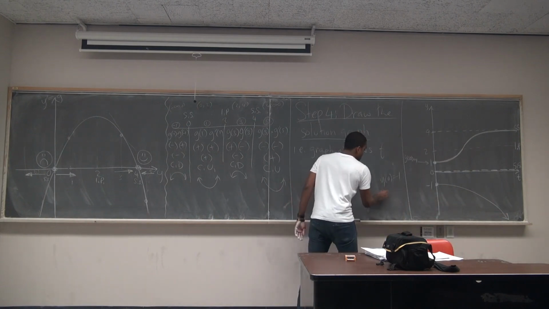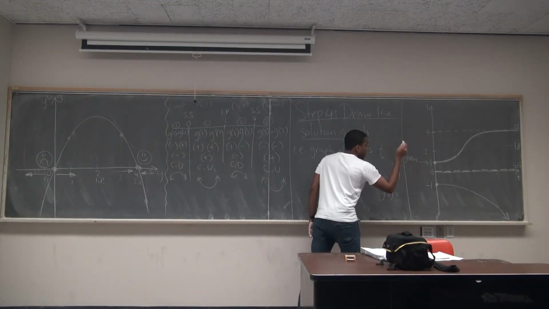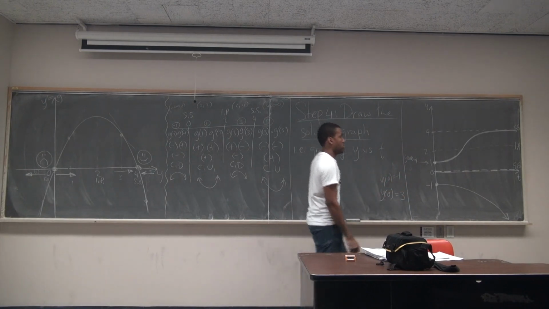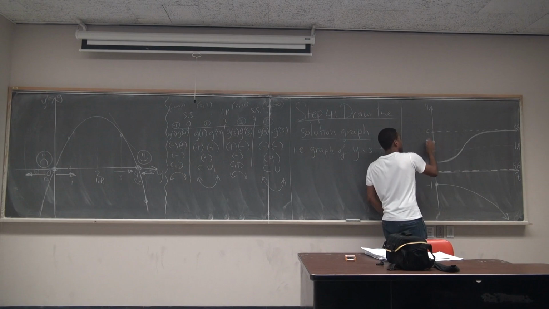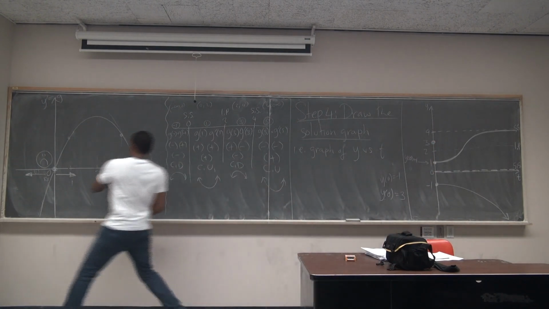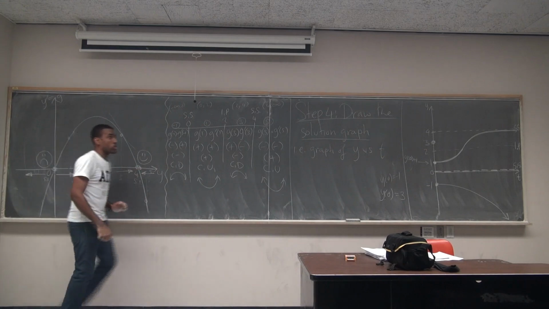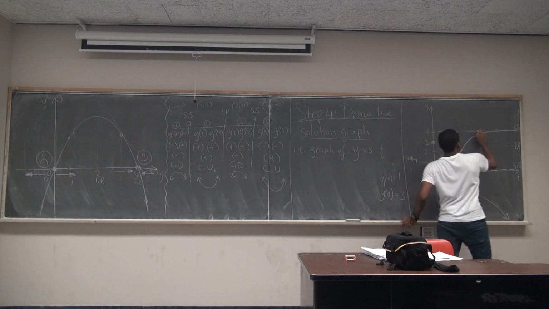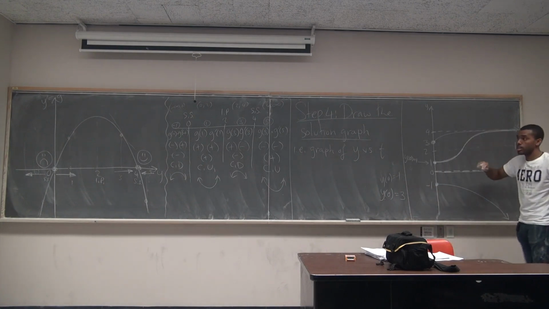What if I said y of 0 is 3? Means I'm starting here, going to the right. So when I'm at 3, I should be going towards 4. So I'm still going up. And I already know my concavity is like a frowny face. So that's what the solution would look like there.